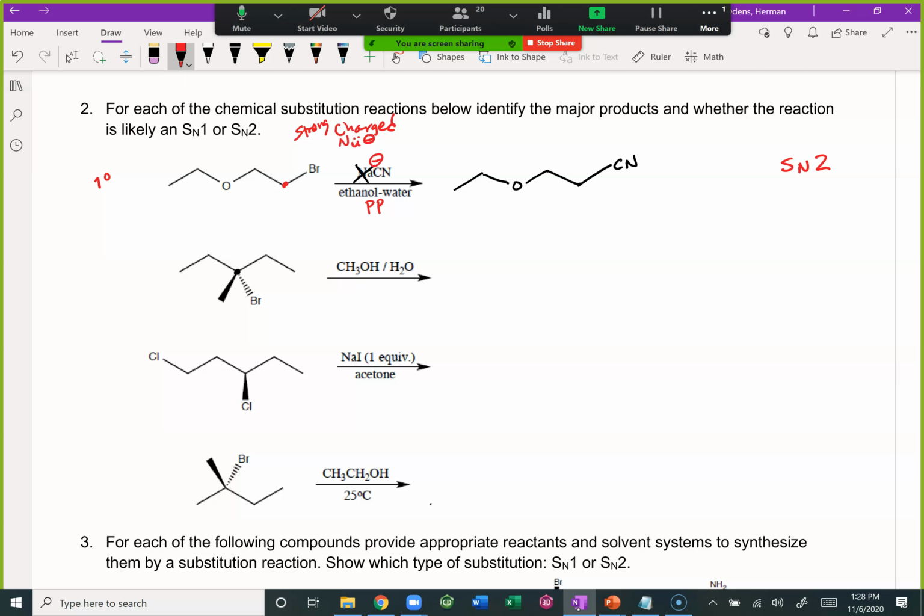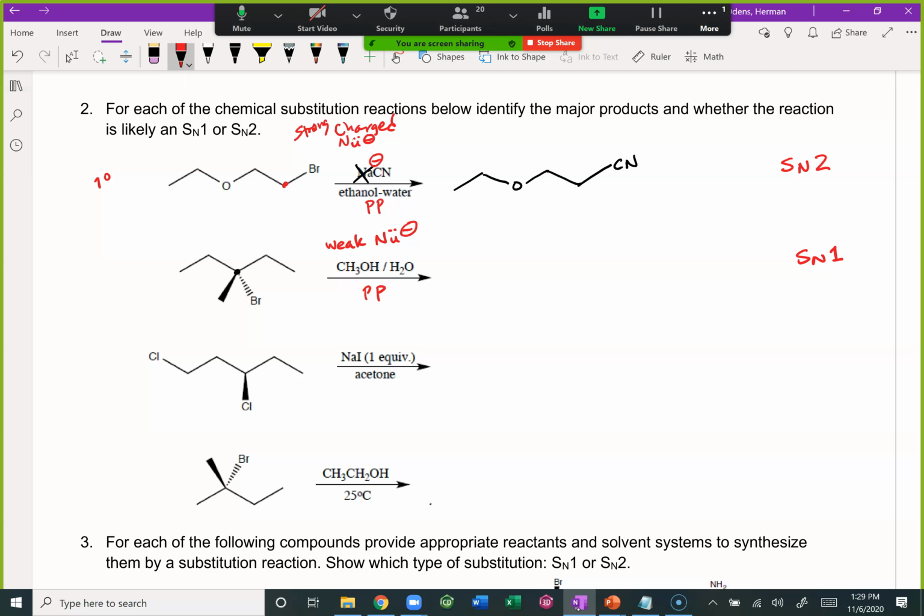All right, so what do we have here? The solvents are methanol and water, so polar protic, and they're also a weak nucleophile. All right, so if it's a weak nucleophile, I'm dealing with a what? SN1. All right, does that make sense? Yeah, definitely not SN2. And so what will be the SN1 products here?